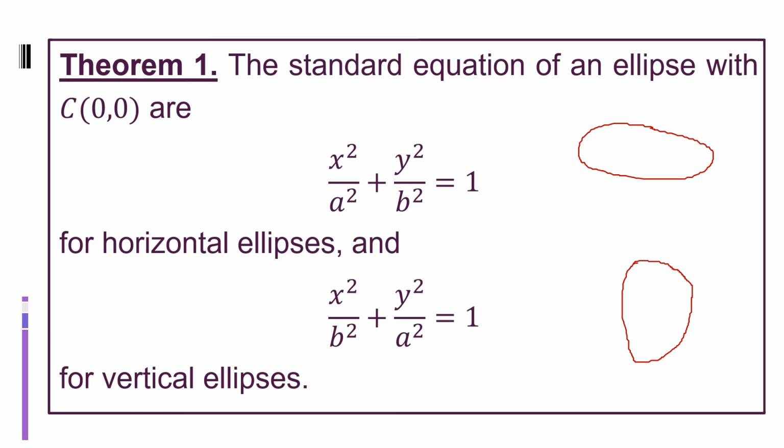Note here that a is always greater than b. At malalaman mo kung ano yung orientation ng ellipse kung nasaan yung mas malaking denominator. Kasi nga, palaging mas malaki yung a dapat natin. So, pag horizontal siya, dapat mas malaki yung nasa x. Kapag vertical siya, mas malaki yung nasa y. So, always remember that a is always greater than b for ellipses.